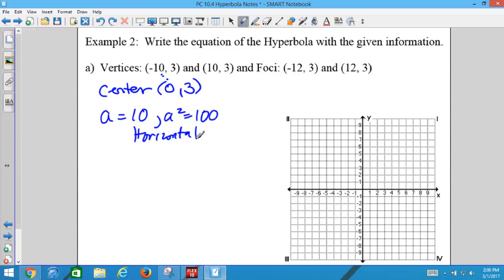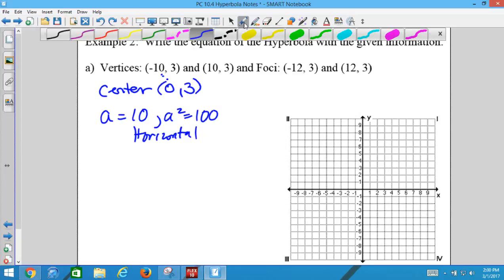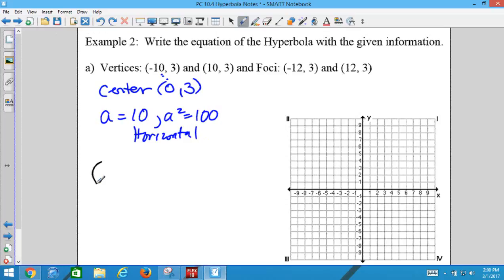It's going to tell me when I write the equation, X comes first. X goes with the A, whatever comes first. I start writing the equation. I know X comes first. Oop, I don't need a parenthesis though.